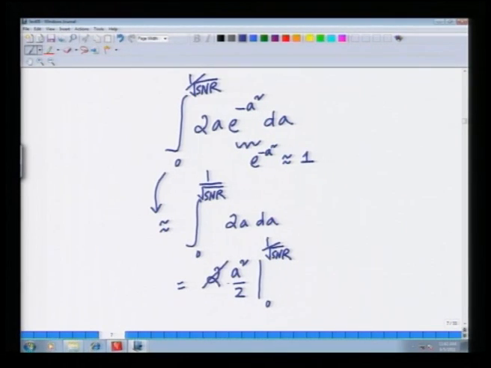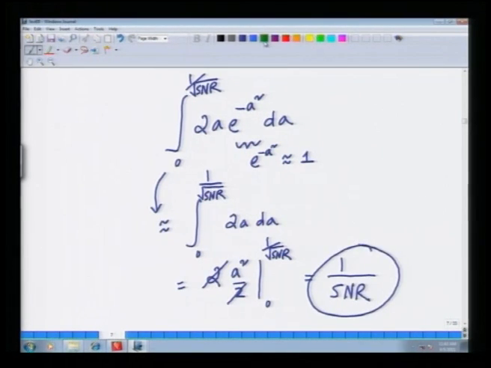Now, the 2 cancels with the 2. So, this is nothing but a square between the limits 0 to 1 over square root of SNR, and this is nothing but 1 over SNR, and this is significant. Look at this, we computed the probability of the deep fade event.